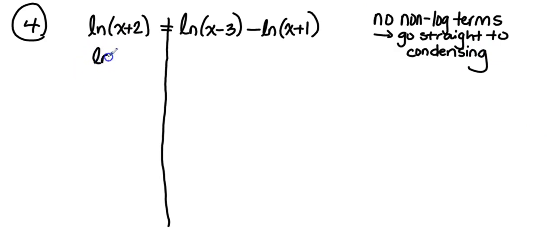So let's see what that'll look like. Natural log of x plus 2 will stay. What does subtraction condense to? Bringing back that prior knowledge, we recall that subtraction condenses to division. Remember, we will only have a single log term. What's getting subtracted is what goes in our denominator.